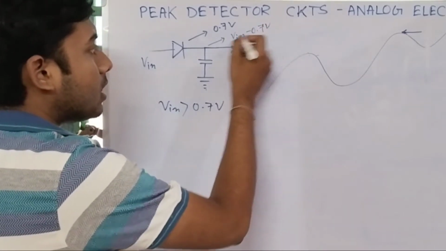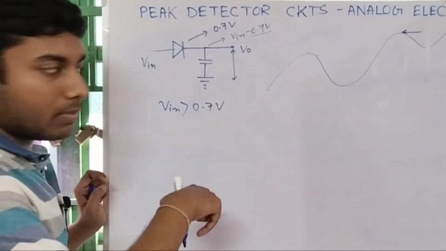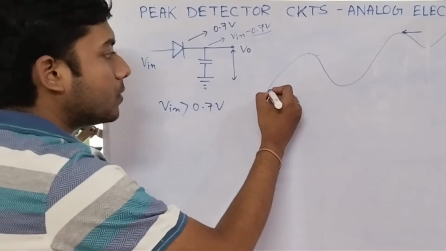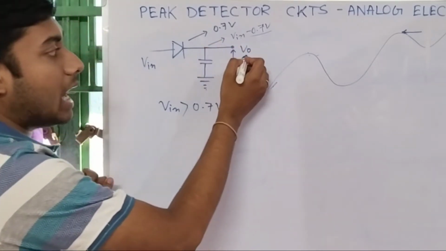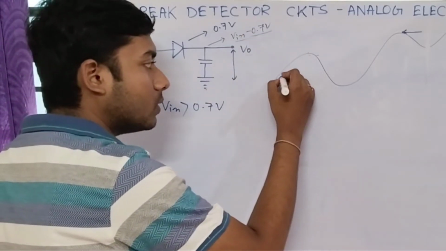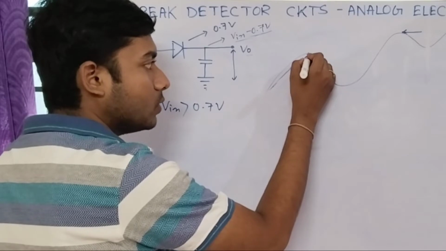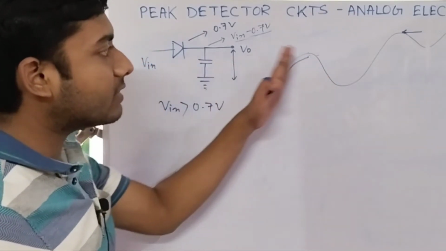This 0.7 volt drop is because of the forward voltage drop of the diode. So the V output will look like this, V in minus 0.7 volt, up to this point, right? After that, what happens?